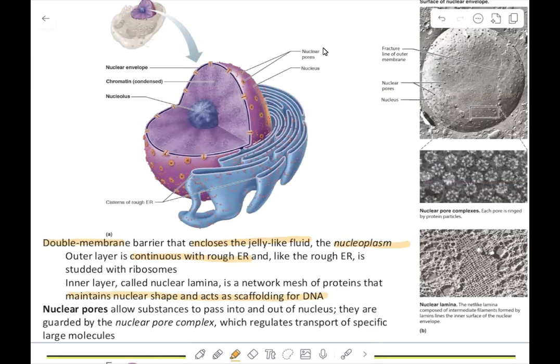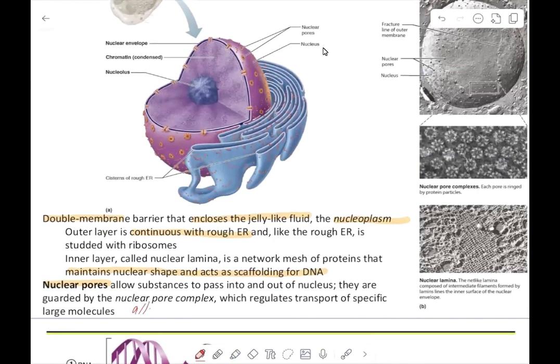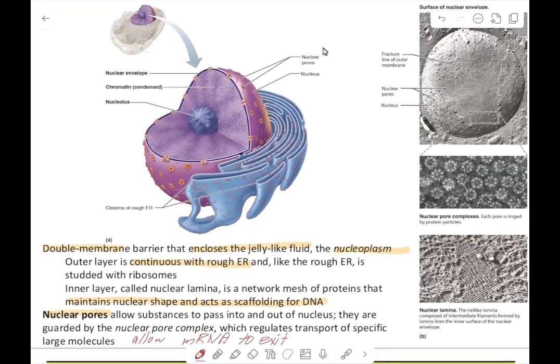The nuclear pores are proteins, just so you remember all pores and channels are always proteins, and they are specialized to only allow for mRNA to exit the nucleus. The DNA is found only in the nucleus, and that's kind of like gold. So we have the nuclear pore shown here, the nucleus.